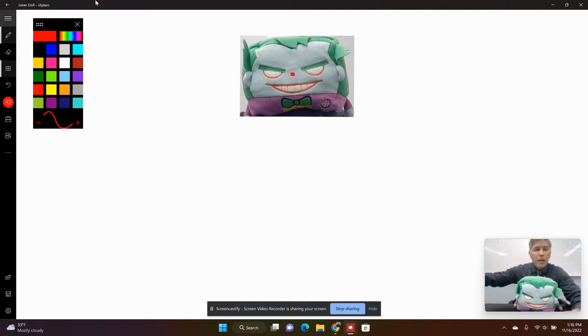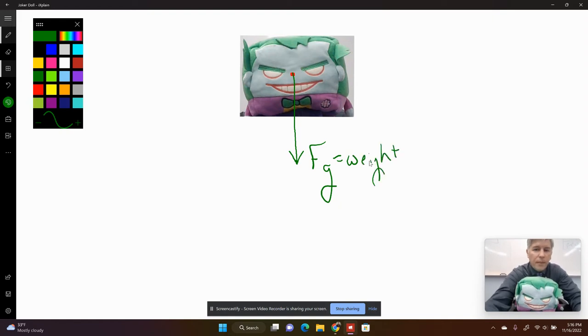So if I were to come along and draw those, I would probably say, okay, I'm going to draw a vector pointing straight down that would represent the force of gravity. So let's grab a pen so I can actually write this a little bit faster. So I would call this the force of gravity. We also call this the weight of an object. So that would be one that would be acting on it.